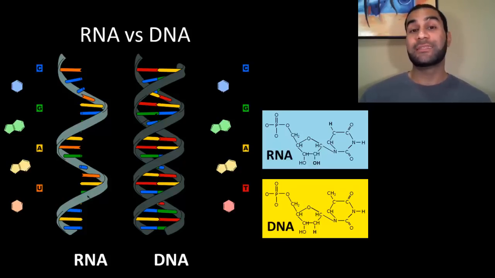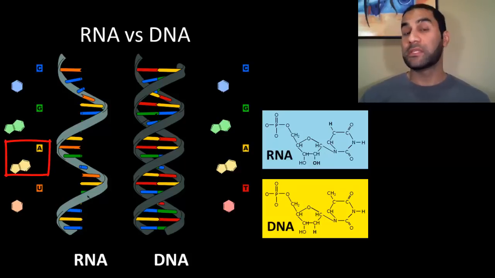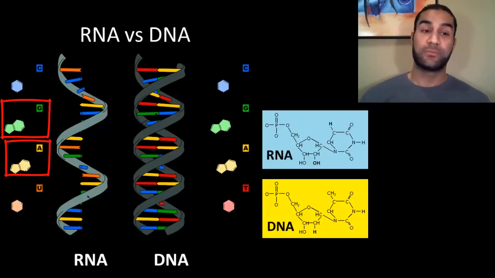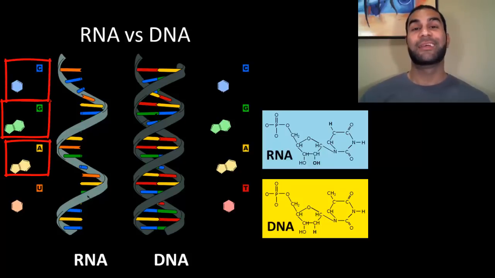You're looking at the DNA bases, you notice 3 of the 4 are the same. Adenine is still present in RNA, guanine is still present in RNA, and cytosine is still present in RNA. However, there is no thymine. You might notice if you look at the RNA strand there on the left, there are no red rungs of that ladder because that red represents the thymine there on the DNA. So there are no thymines in RNA.